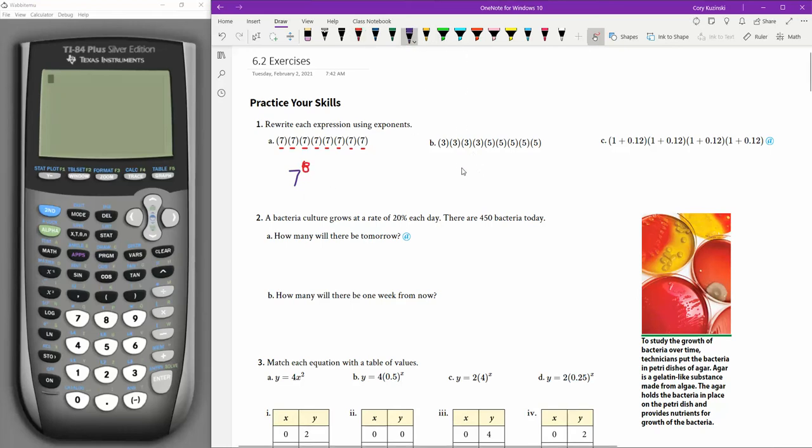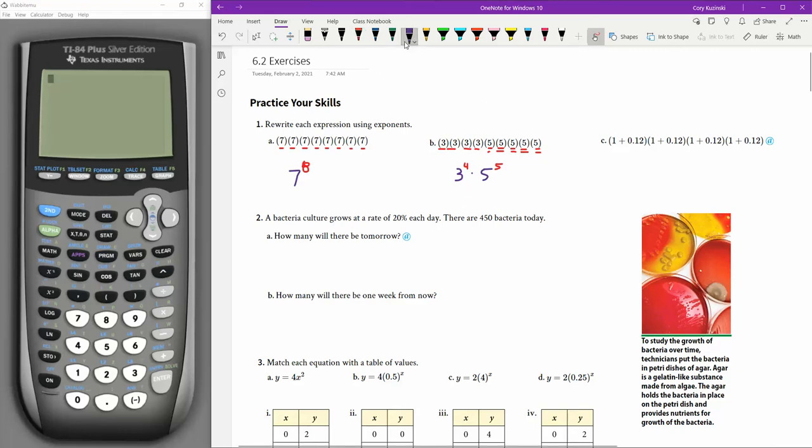Here we've got a base of 3, and then we also have a base of 5. So here's what we'll do. We'll write it like this: the 3 and the 5. The 3 repeats 1, 2, 3, 4 times, and the 5 repeats 1, 2, 3, 4, 5 times. So 3 to the 4th times 5 to the 5th is how we would rewrite that using exponents.